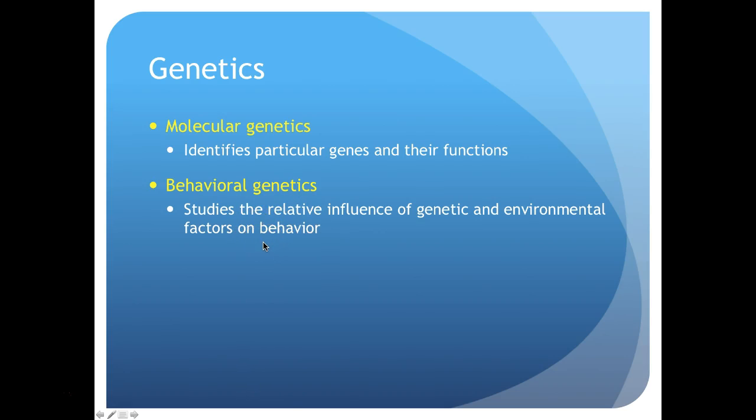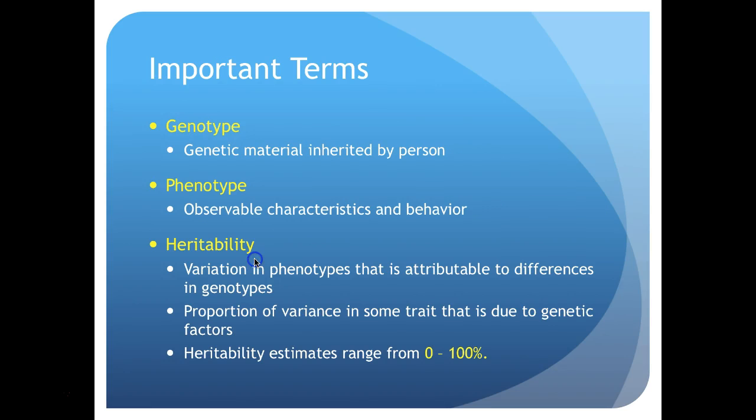So you start with a particular trait, for example, whether somebody is schizophrenic, or a trait of, say, height, or some particular trait that you're interested in. And then through different studies, twin studies, family studies, and adoption studies, you try to determine the relative influence of genetics versus environment. So there are some important terms here.